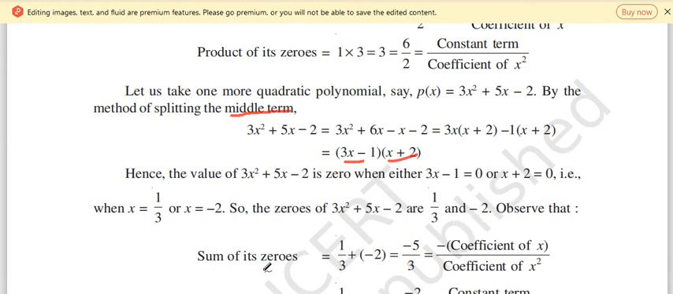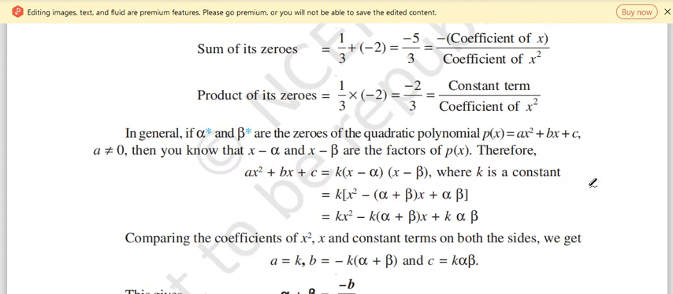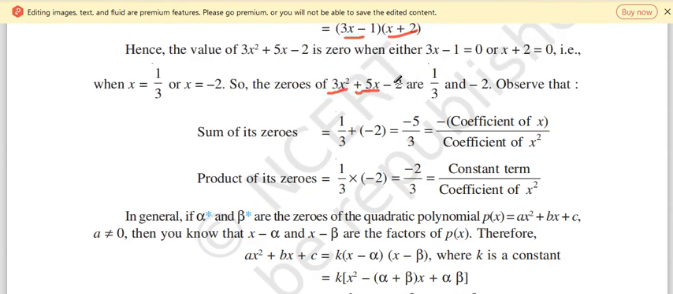Observe that the sum of the zeros, 1 by 3 plus minus 2, equals minus 5 by 3. Minus 5 by 3 means minus of the coefficient of x by the coefficient of x square. The product of the zeros is the constant term by the coefficient of x square. Here the constant term is minus 2 and the coefficient of x square is 3.